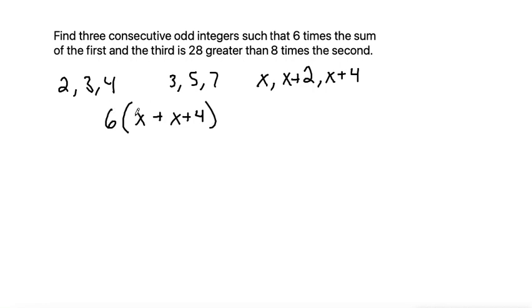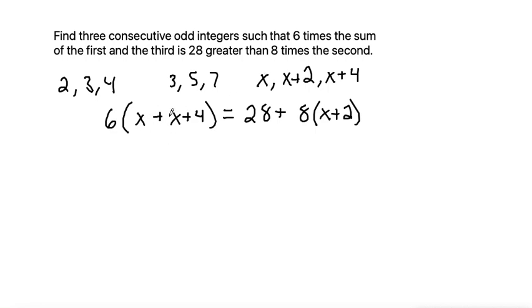So this is 6 times the sum of the first and the third. Then "is" usually represents the equal sign. 28 greater than 8 times the second. So if it's 28 greater, that would be adding 28 to 8 times the second, which is this x plus 2 number. Okay, so this is our equation, and we just need to solve for x in order to find the first of our 3 odd integers.